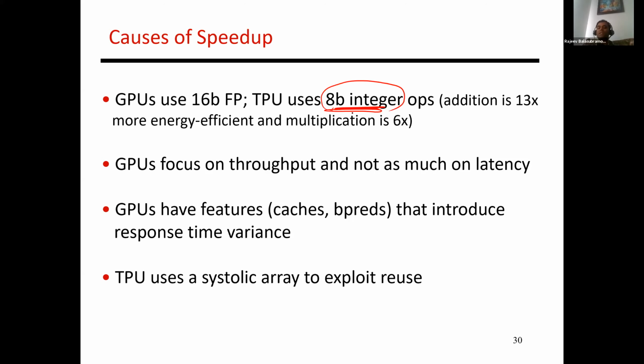So one of the main reasons that the TPU does so much better than the GPUs is because they can pack in many more compute units because they're just trying to do 8-bit integer math, right? And this kind of shows you the scaling factor difference in terms of energy efficiency and area as well. Okay, and then like I said earlier, GPUs have features that cause variance. That's another thing that was important to the TPU, right? Where they care about the tail latency for all the queries that they're trying to process.